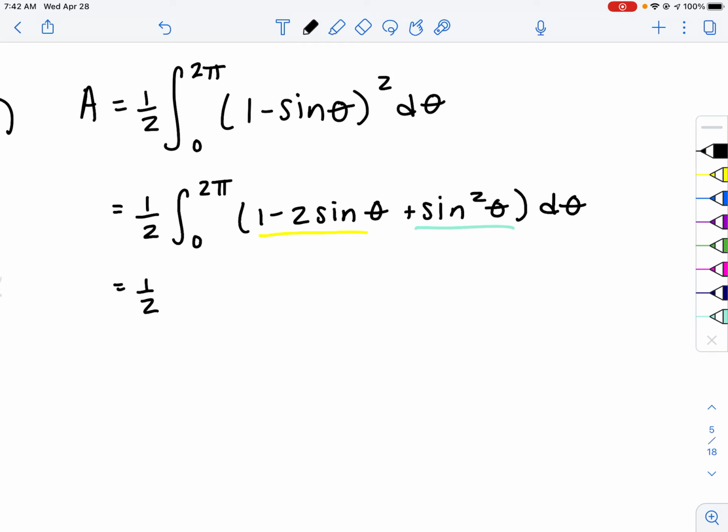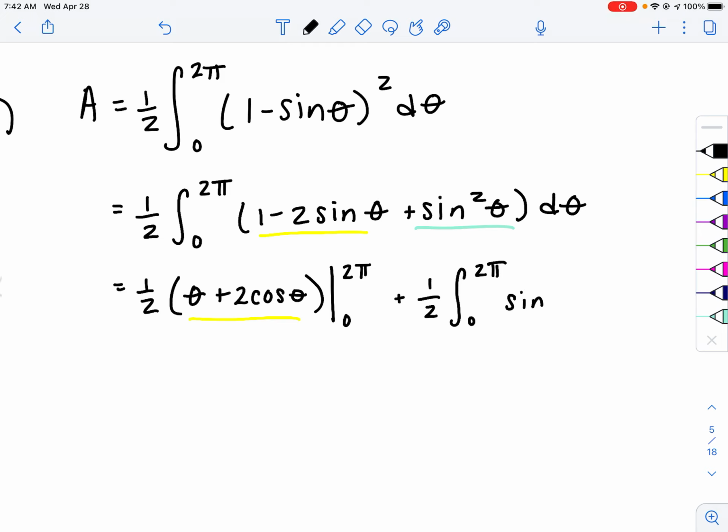So let's go ahead and integrate the first part. If I integrate 1 minus 2 sine of theta, that's going to give me theta plus 2 cosine of theta. Right, so that's just that integral there. And we're evaluating that from 0 to 2 pi. And then I'm going to have 1/2 times the integral from 0 to 2 pi of sine squared, since I have not integrated that yet.